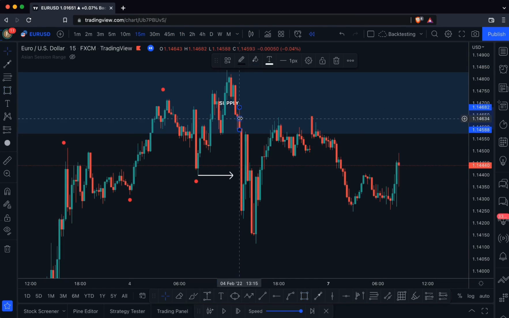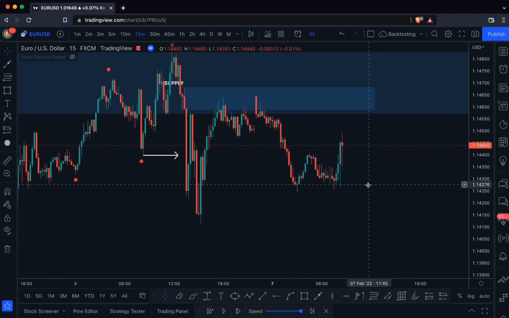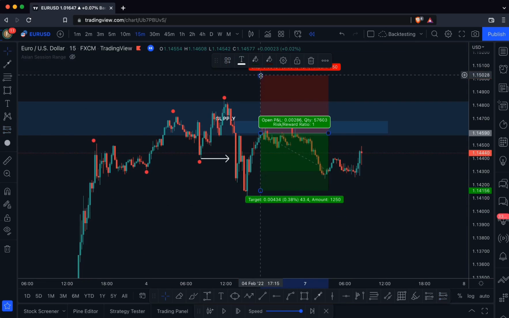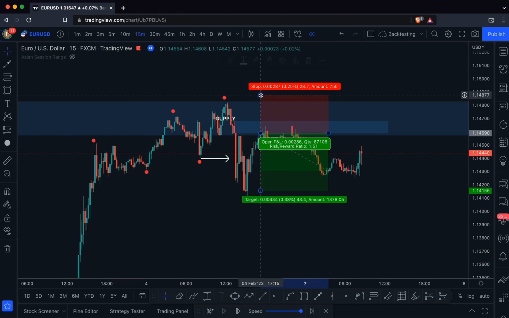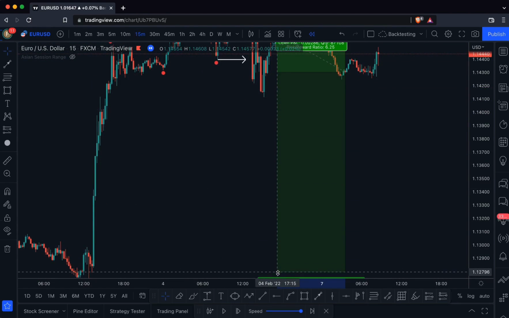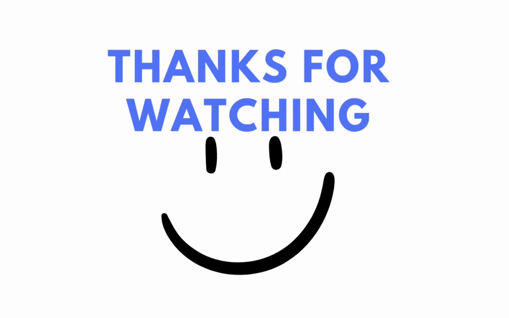Now if I mark this out like so, move that to the right, and we enter on this area here with stops above here. So you're getting that swing trade stop loss of about 30 pips, and we know we've got massive imbalances down here, obviously target down there. And that's it for today's video.